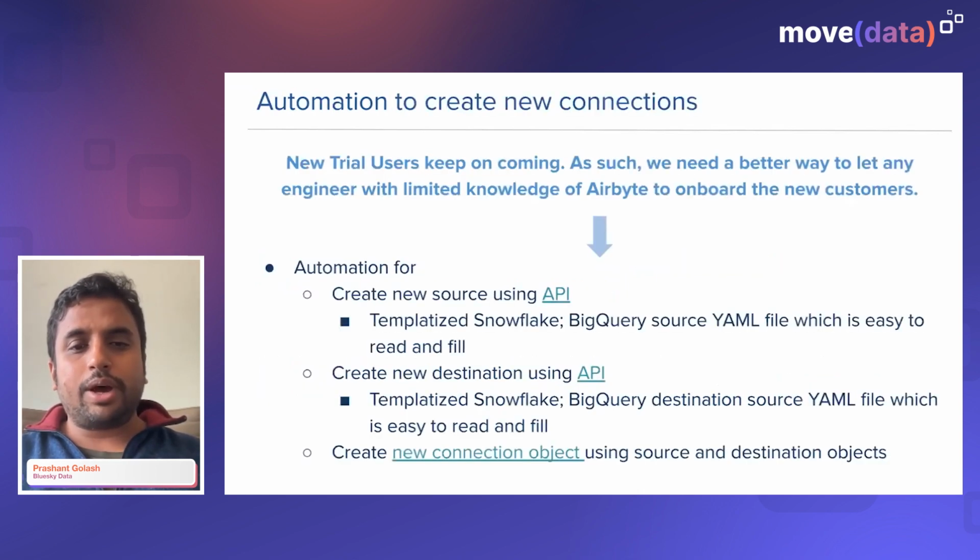So first of all, let me talk about automation. There are mainly two themes of automation that we were focused on. One is creation of connections, and one is updating of connections. So the high level way we achieve creation automation is we started using the create source API, which is provided by Airbyte. And we templatized all of our Snowflake and BigQuery in a YAML format. And similarly, we started using the destination creation API, and similarly, we templatized Snowflake and BigQuery. Further, we used the new connection creation API using the above created source and destination. We create a new connection.